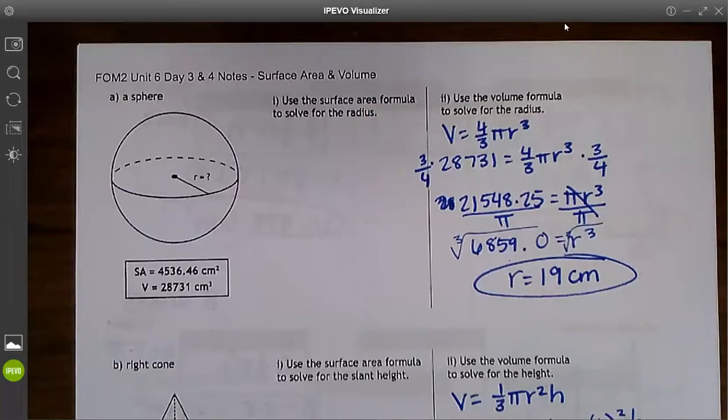Foundations of Math 2, Unit 6, surface area. So we're going to go back through, like I said, and do the surface area of all the things that we did the volume of before.